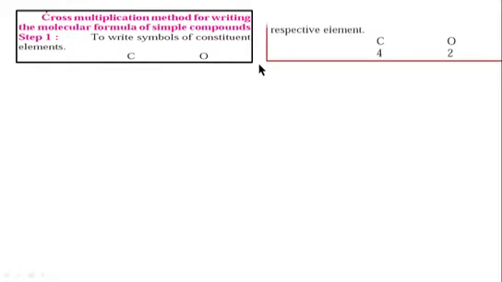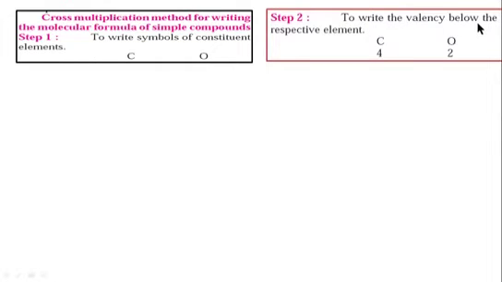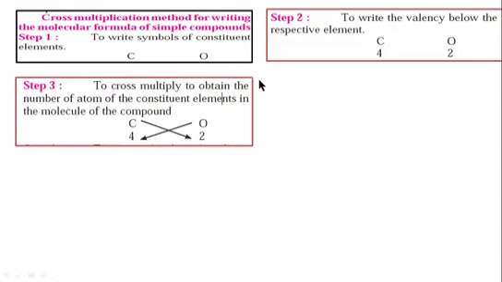Cross multiplication method for writing the molecular formula of simple compounds. Step 1. To write the symbols of constituent elements. Here these are symbols of constituent elements, here carbon and oxygen. Step 2. To write the valency below the respective element. Here 4 is the valency of carbon and 2 is the valency of oxygen. Step 3. To cross multiply to obtain the number of atoms of the constituent elements in the molecule of the compound.